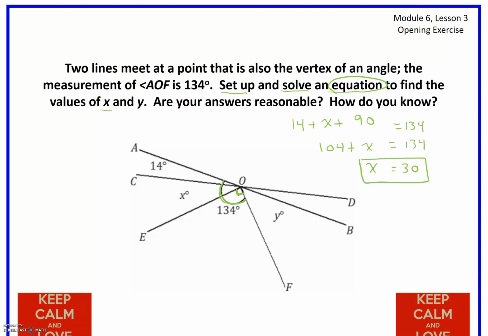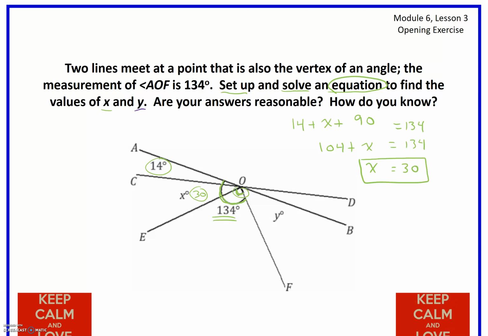Before you move on, just ask yourself, does 30 make sense? And it does. 30 is an acute angle, and it could very well be this measurement. Another way to check is simply add 14, 30, and 90, and those should add up to 134. Alright, now we've got half the problem done. Let's go ahead and take care of the next part.